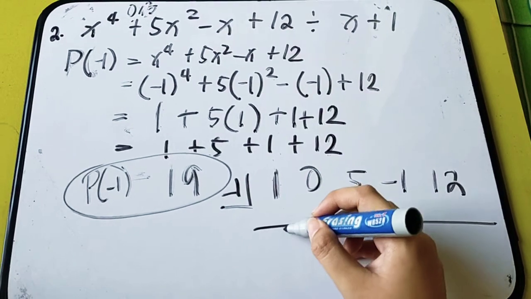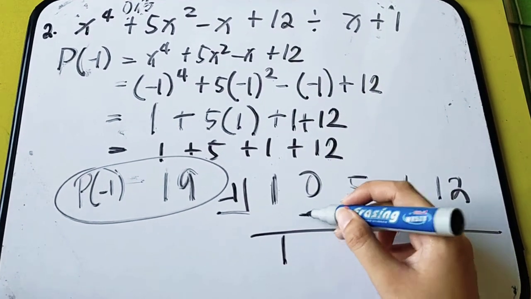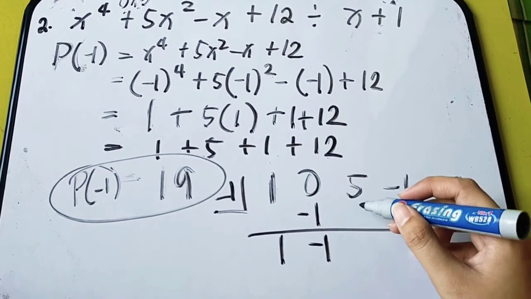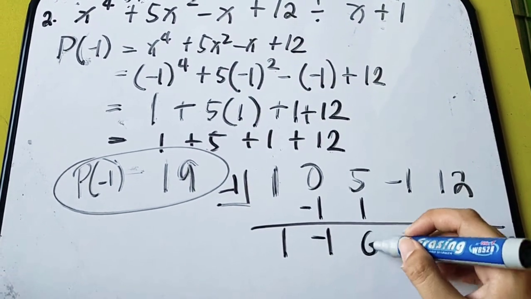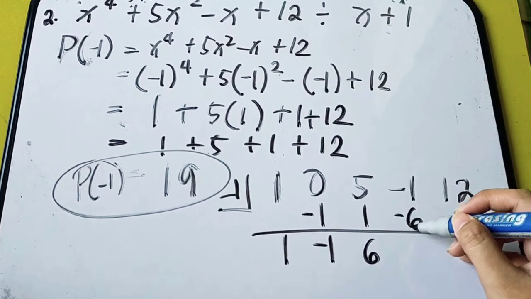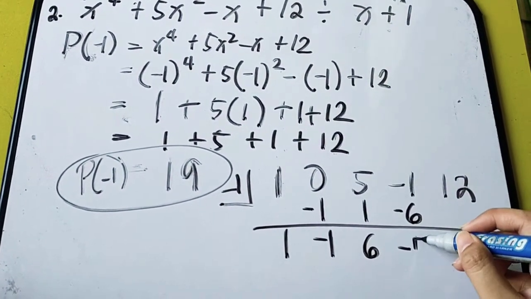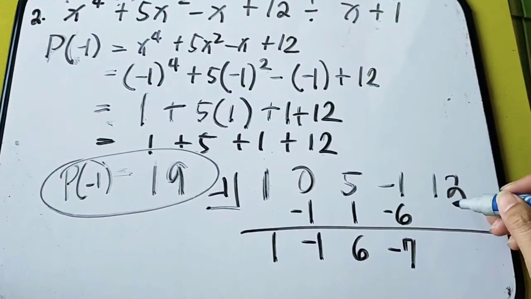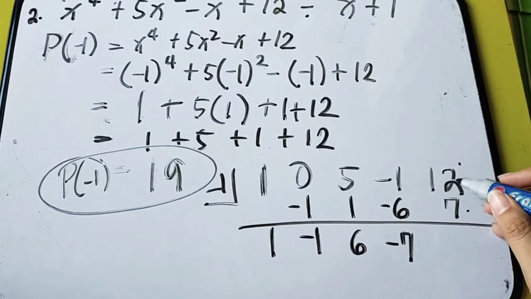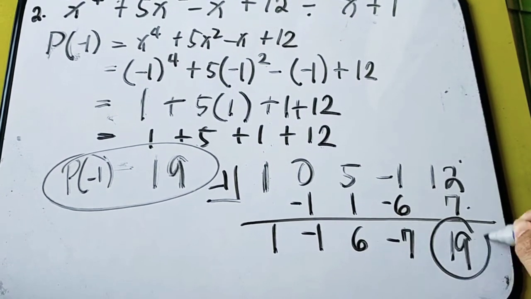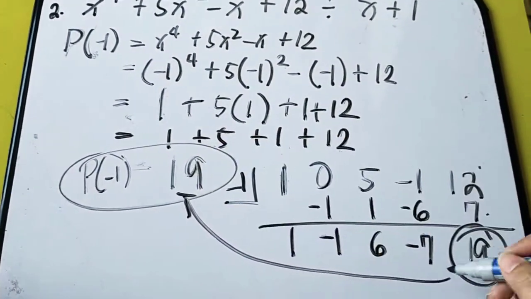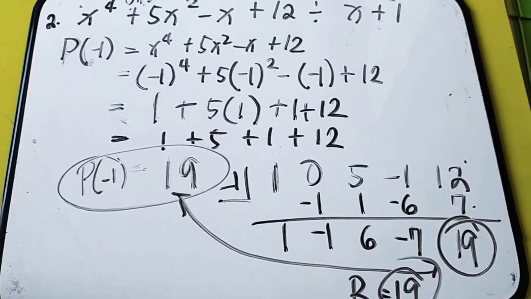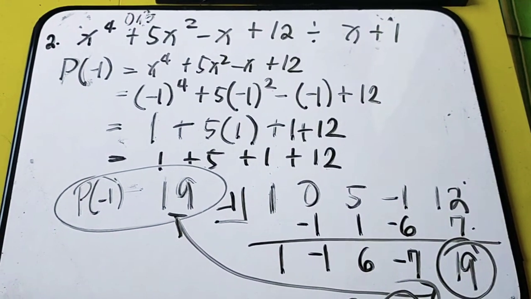Then, bring down 1 times negative 1. We have here negative 1. Then, add. We have negative 1 times negative 1. We have 1. 5 plus 1, we have 6 times negative 1. We have negative 6. So, this one is negative 7. Negative 7 times negative 1, we have 7. 12 plus 7, the answer is 19. Diba? They are just the same. So, your remainder is equal to 19. Is it clear? So, that is remainder theorem.